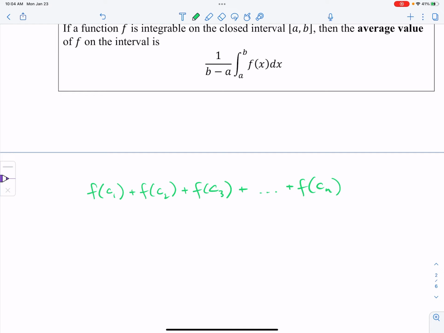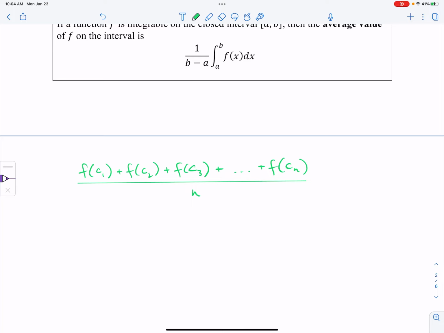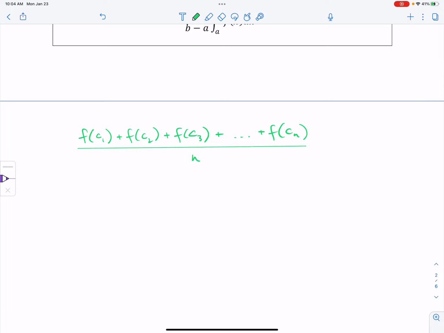Now we know that on a closed interval where a function is continuous, there's actually infinitely many values. So you can maybe see where we're getting at with this, right? Like if this were then divided by n, we can rewrite this using summation notation. So we could represent this sum as 1 over n times the sum from i equals 1 up to n of f of c sub i.